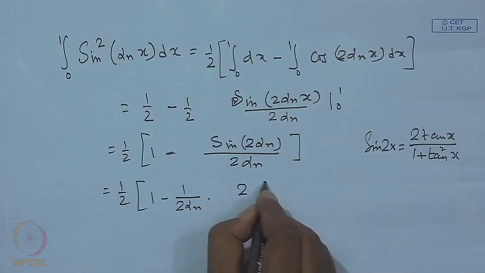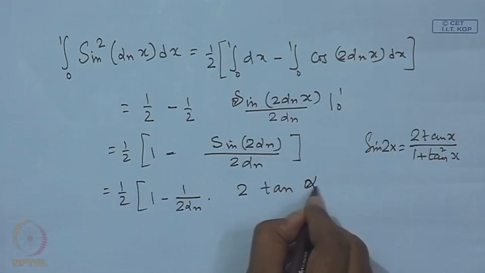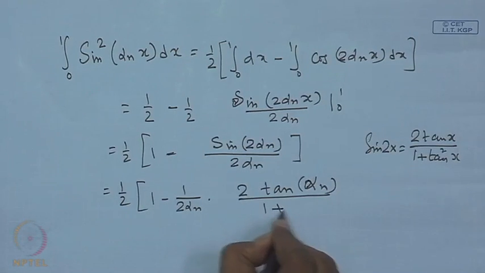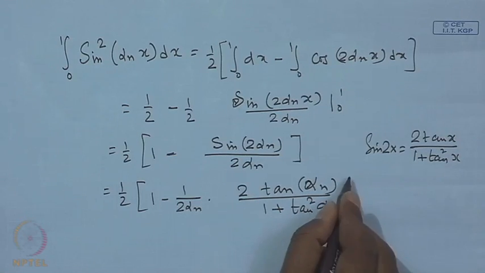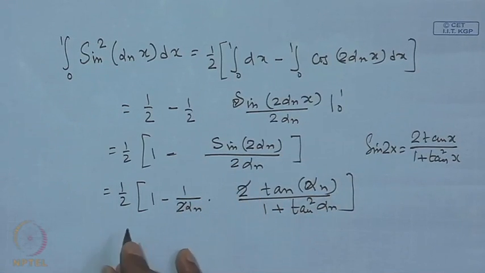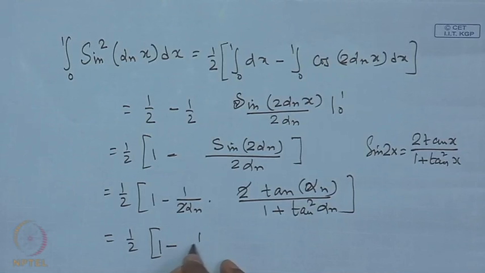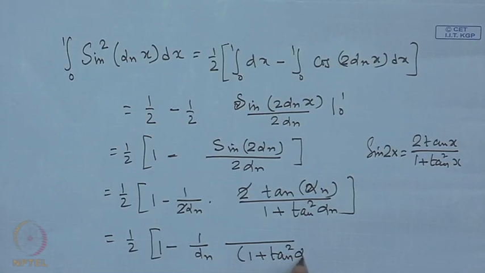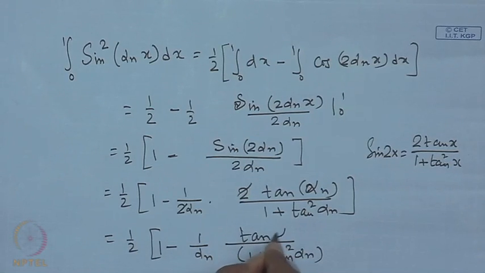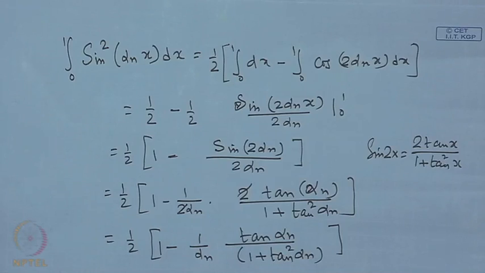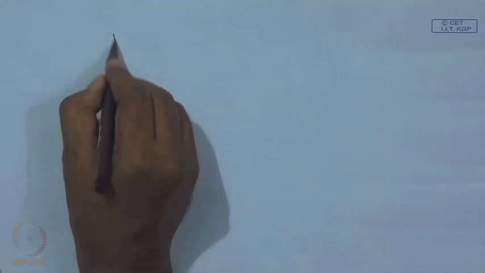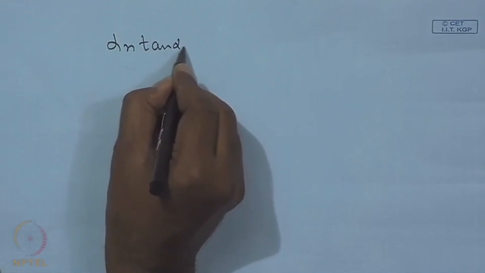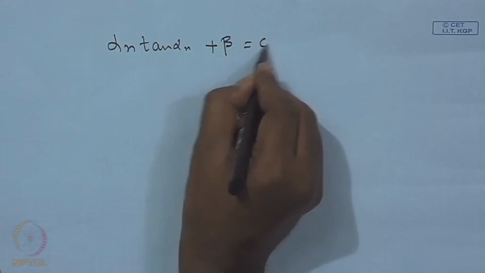So, this becomes 2 tan alpha n divided by 1 plus tan square alpha n. So, the 2 will be cancelling out. So, this becomes half times 1 minus 1 over alpha n, times tan alpha n in the numerator divided by 1 plus tan square alpha n. Now, if you remember, the transcendental equation we were getting was alpha n tan alpha n plus beta equal to 0.